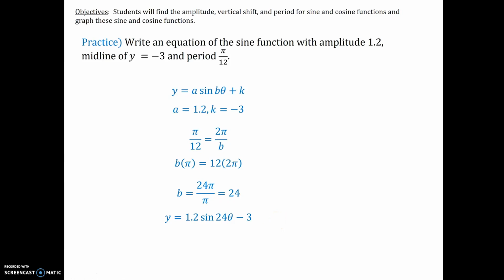Okay, so hopefully you are able to write an equation with sine and cosine given amplitude, midline, and a period change. So again, the period is 2 pi divided by b. If your period changes, you have to calculate b to plug it in. We'll go over graphing and seeing how this affects graphs tomorrow in class.